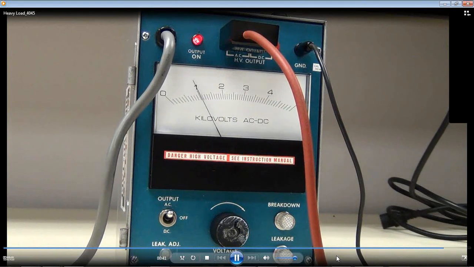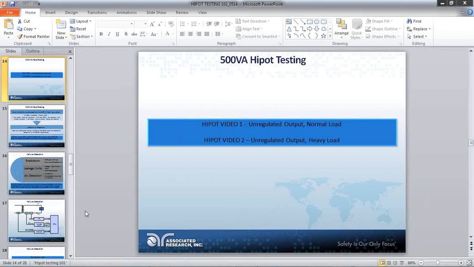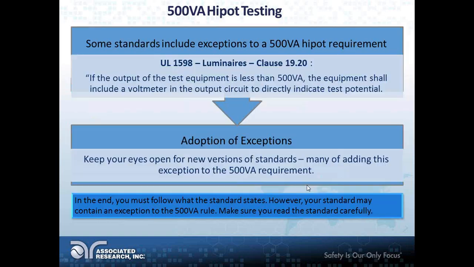But this was the problem with all of these old Hipot units. Obviously, yes, there's a breakdown and a leakage indicator. As you can see on that unit, it wasn't working. Like I said, it's an old unit. But the reason I brought that up is because I wanted to point out how this can affect your results when you're running with these old unregulated units.